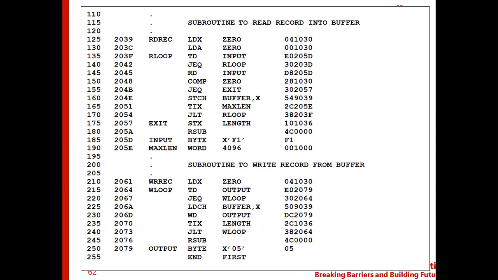And coming to line number 185, it is again a constant that will be converted into a number. Since it is hexadecimal, the same thing will be represented. So F1 is the code for the input device, and the same thing is mentioned over there. Similarly, in line number 250 also, BYTE, that is the code, so that is why it is mentioned as 05.